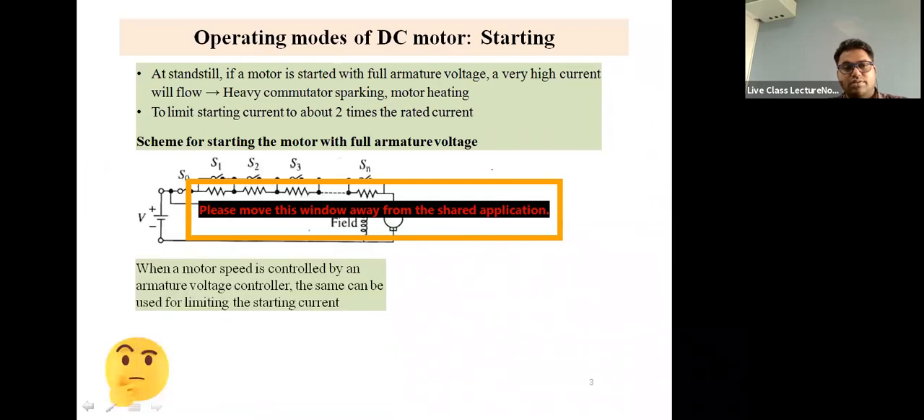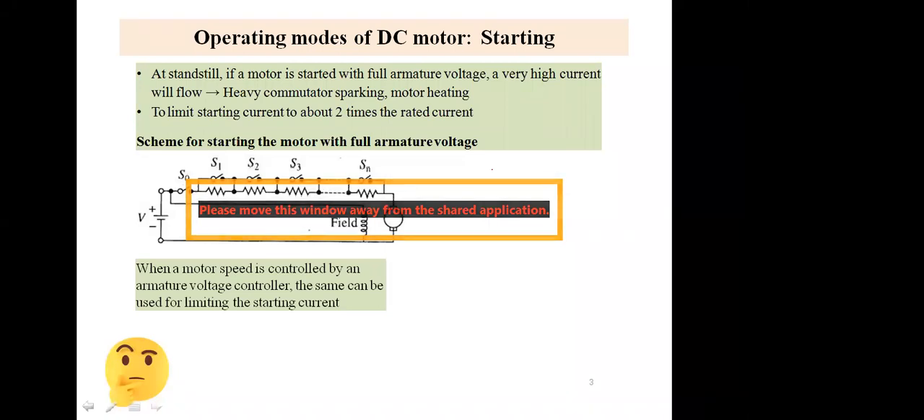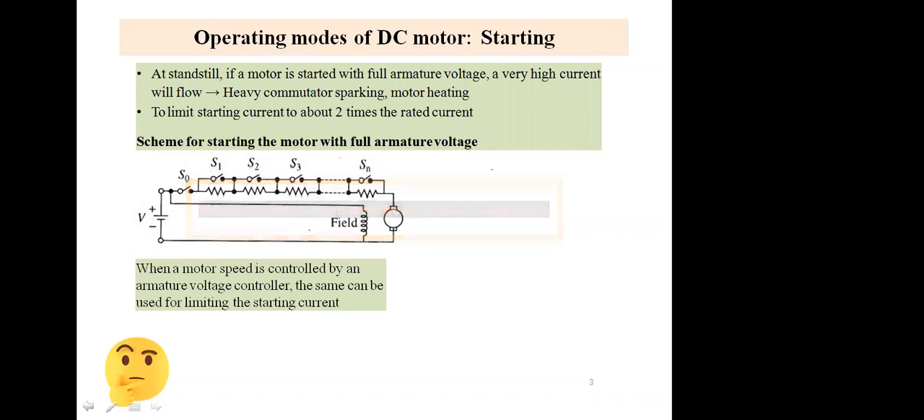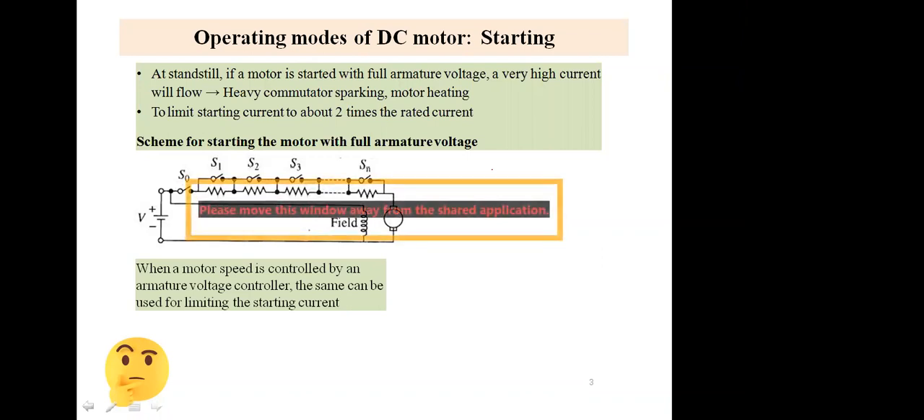So this is the picture for that 3-point starter. You can have more points. The more points you have, the smoother it will be. Can you explain the second point here, that is, to limit the starting current to about 2 times the rated current?